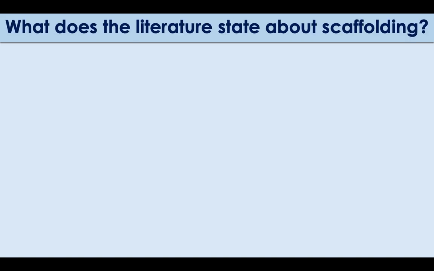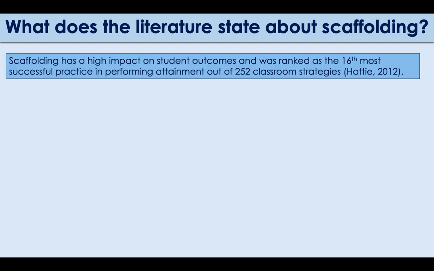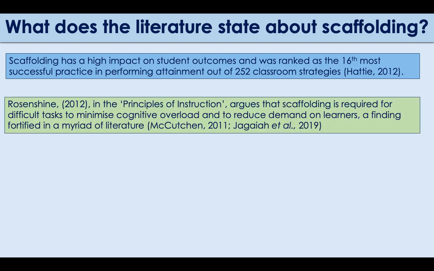So what does the literature actually say about scaffolding? In Hattie's Visible Learning meta-analysis in 2012, he suggested that scaffolding has a really high impact on student outcomes, and it was actually ranked as the 16th most successful practice in improving attainment out of 252 classroom strategies. Rosenshine, in the Principles of Instruction, argued that scaffolding is required for difficult tasks to reduce cognitive overload, to reduce the demand on learners. And this has been found many, many times in different literature as shown on the screen.